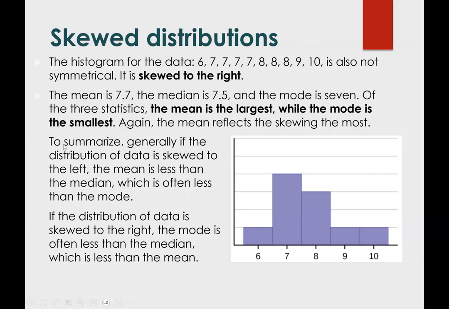So this is what we said earlier. To summarize, in general, if you have the mean less than the median, you'll have a left skew. If it's greater than the median, you'll have a right skew.